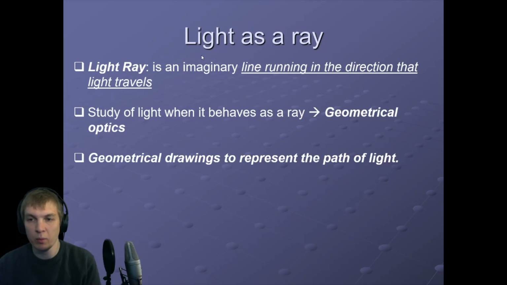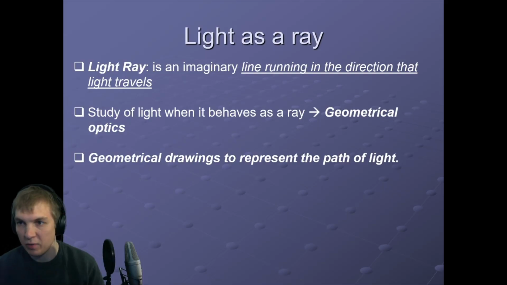So what is a light ray? Well, it's an imaginary line that we can draw running from the direction that light travels. All right, so if we had, let's say for instance, the sun and then the earth, in between there we're going to draw a straight line because that's the way the light rays are traveling. So those light rays are just an imaginary line. And the study of light, when it behaves as a ray, is called geometrical optics.